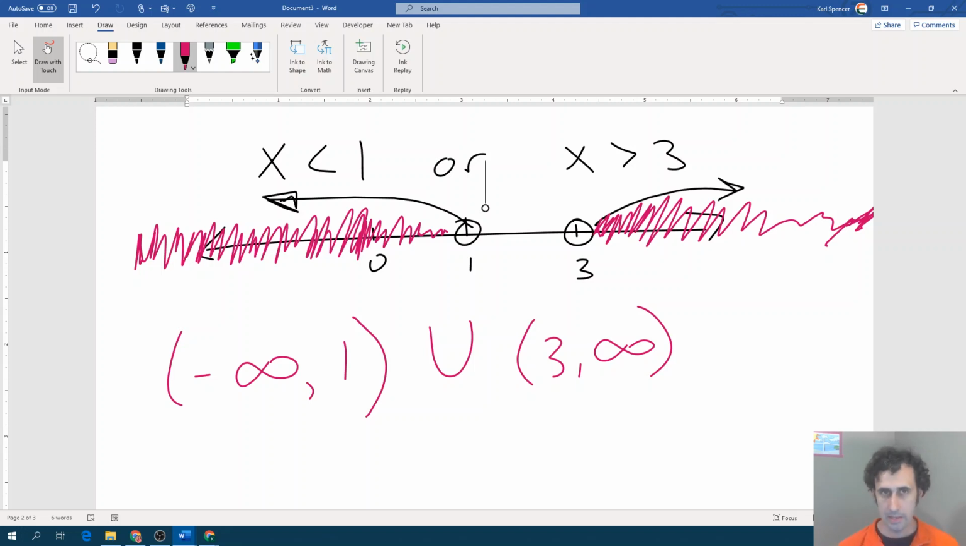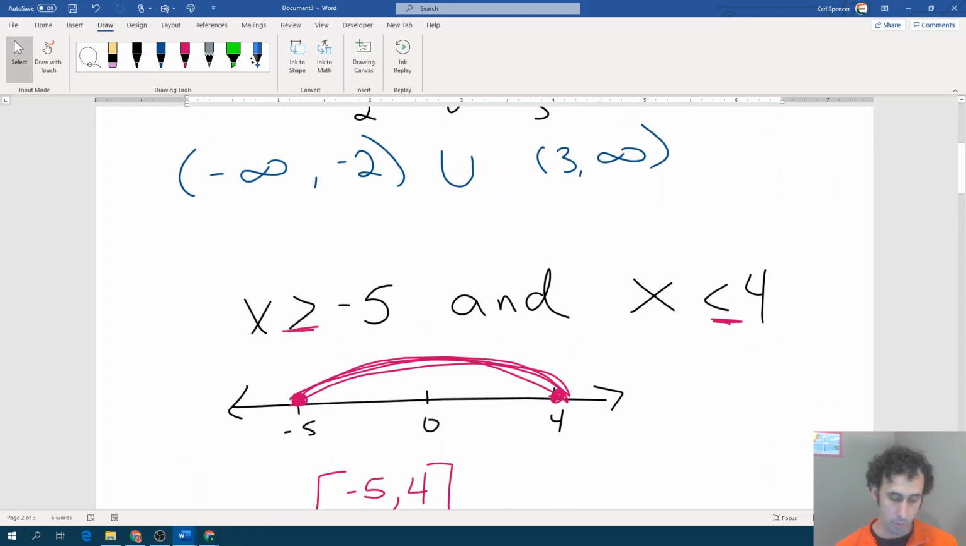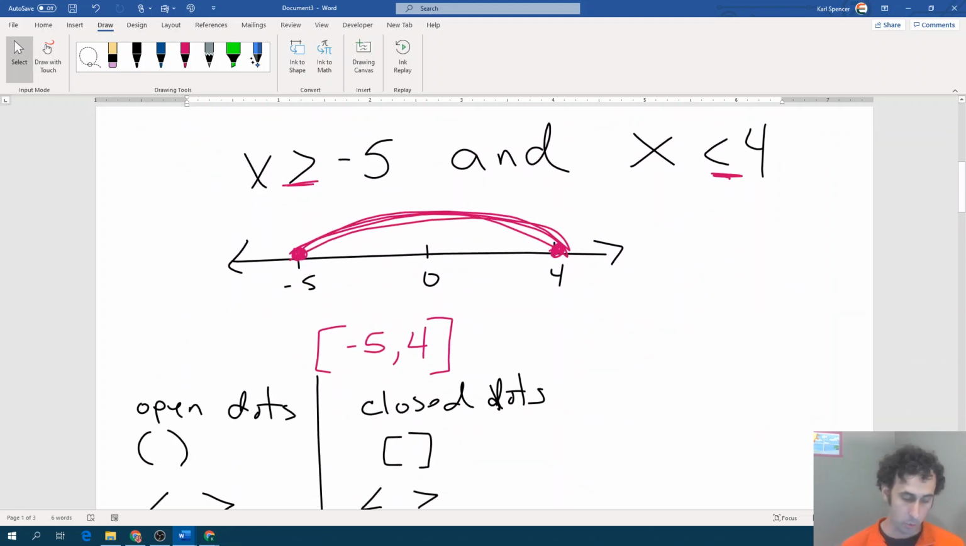So maybe kind of like the OR and the AND, if your arrows are pointing away, you're always going to have this to infinity portion, and you just have to change those middle terms. If your arrows are pointing towards each other, we're just going to have two terms. We'd have to determine if they're going to be a bracket or a parenthesis.